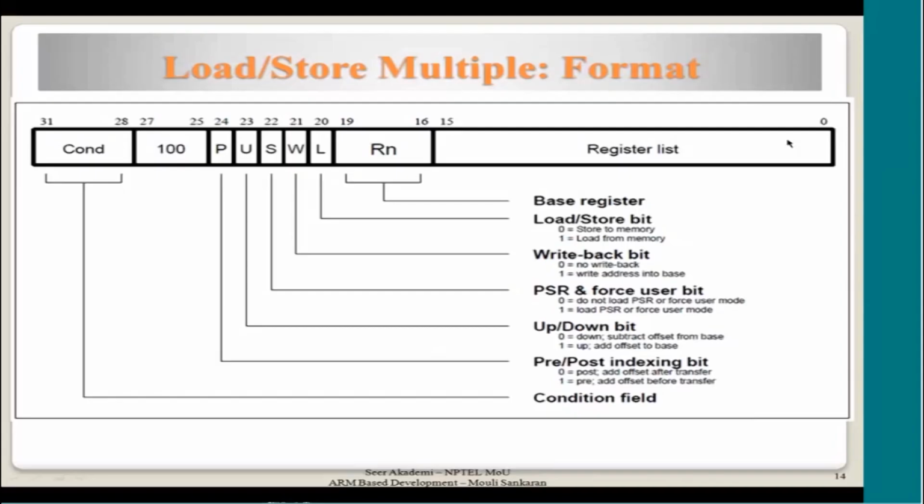Okay, the remaining thing is the register list. How many bits are allotted? 16 bits are allotted. Why? If there is a 1, that means you are interested in either loading or storing that particular register. If bit 1 is set, that means R1 you are interested in loading or storing. So you can mention any register from 0 to 15. 16 registers can be mentioned by giving them in the list.